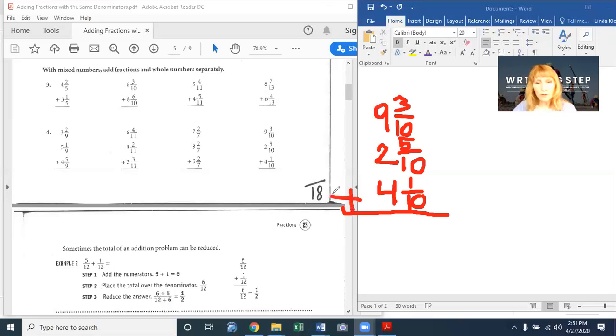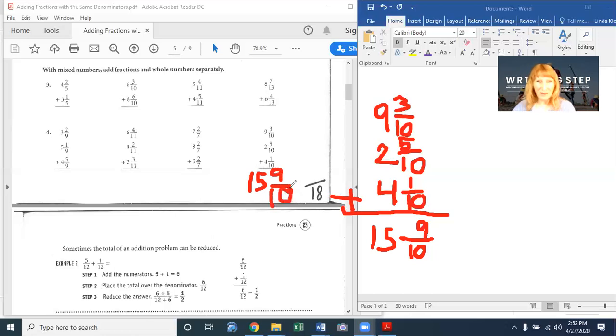Add fractions first. We look at all the bottom numbers. The denominators are all the same. They're all 10. So we know our answer is going to have a 10 on the bottom. On the top, we have a 3 plus a 5 plus a 1. That's 9/10, right? 9. And then we add our whole numbers. 9 plus 2 plus 4. 15. You got it. 15 and 9/10. So that is the answer over here. 15 and 9/10. So here we go.